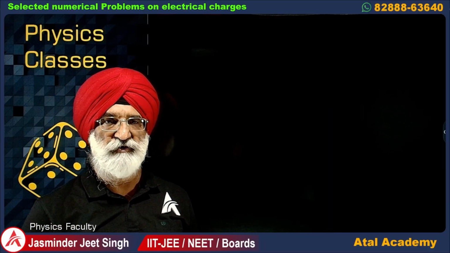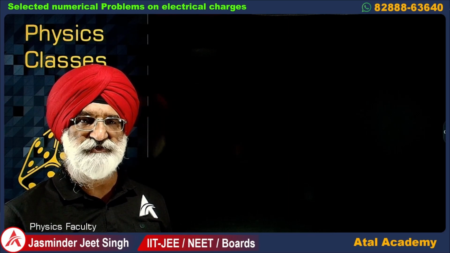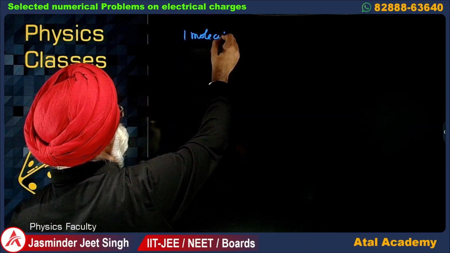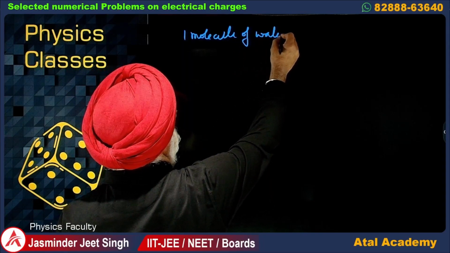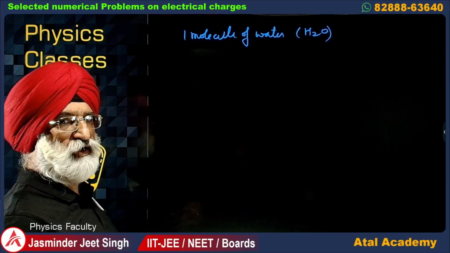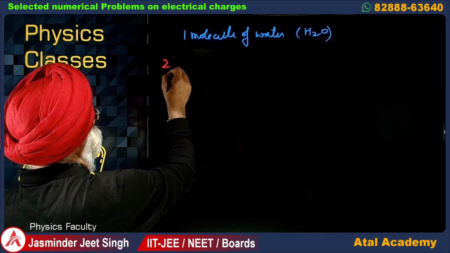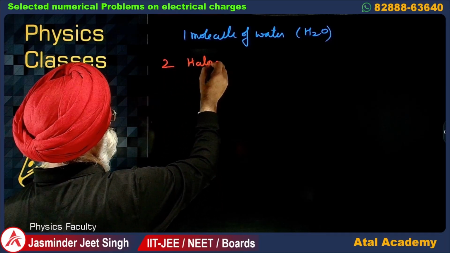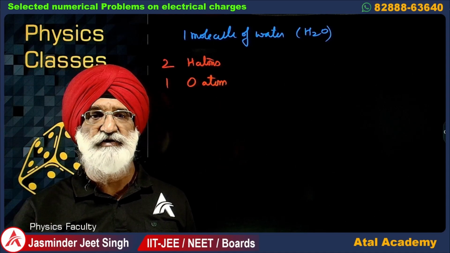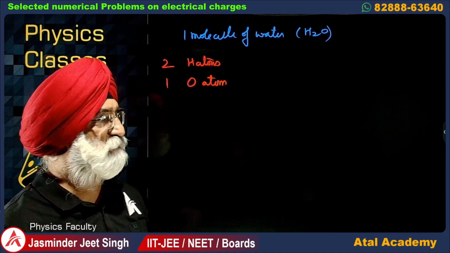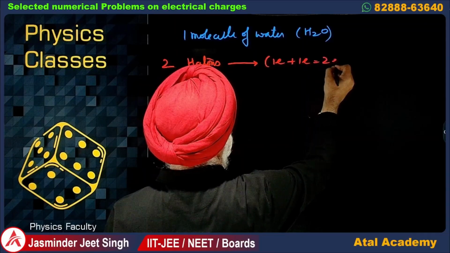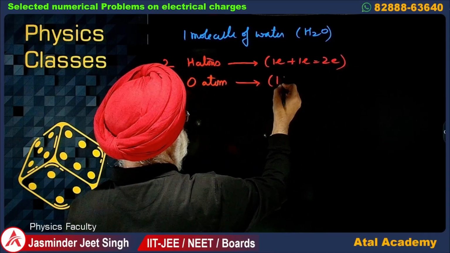Before we calculate the number of electrons, we will be calculating the number of electrons present in 1 molecule of water. 1 molecule of water, which is H2O, has got 2 atoms of hydrogen and 1 atom of oxygen. 1 hydrogen atom has got 1 electron, therefore 2 hydrogen atoms will have 1 plus 1, 2 electrons. And 1 oxygen atom has got 8 electrons.